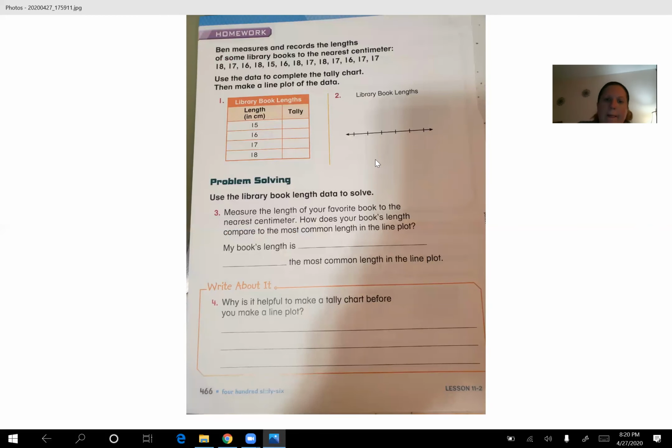Same thing here. Library books. Question about the library books. And why is it helpful to make a tally chart before you make a line plot? Why do you think this is helpful before you do that?